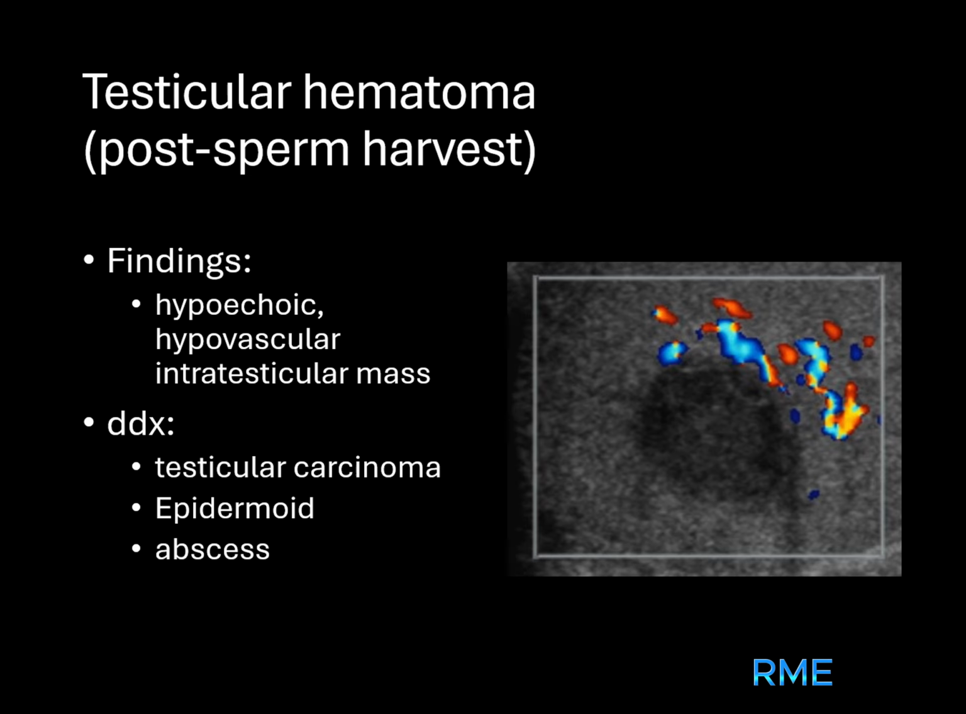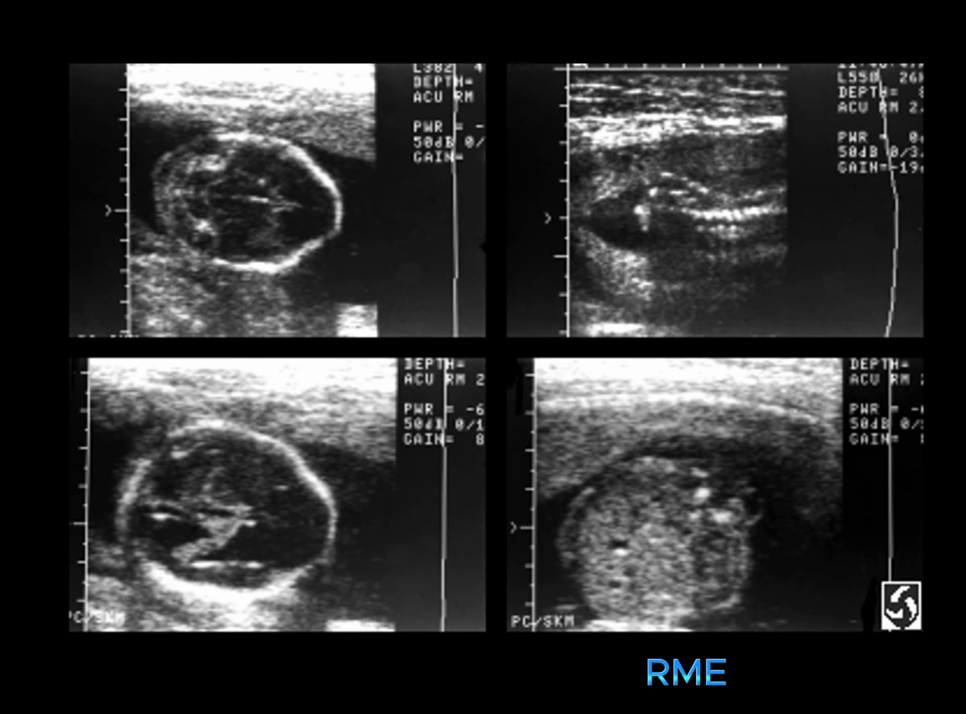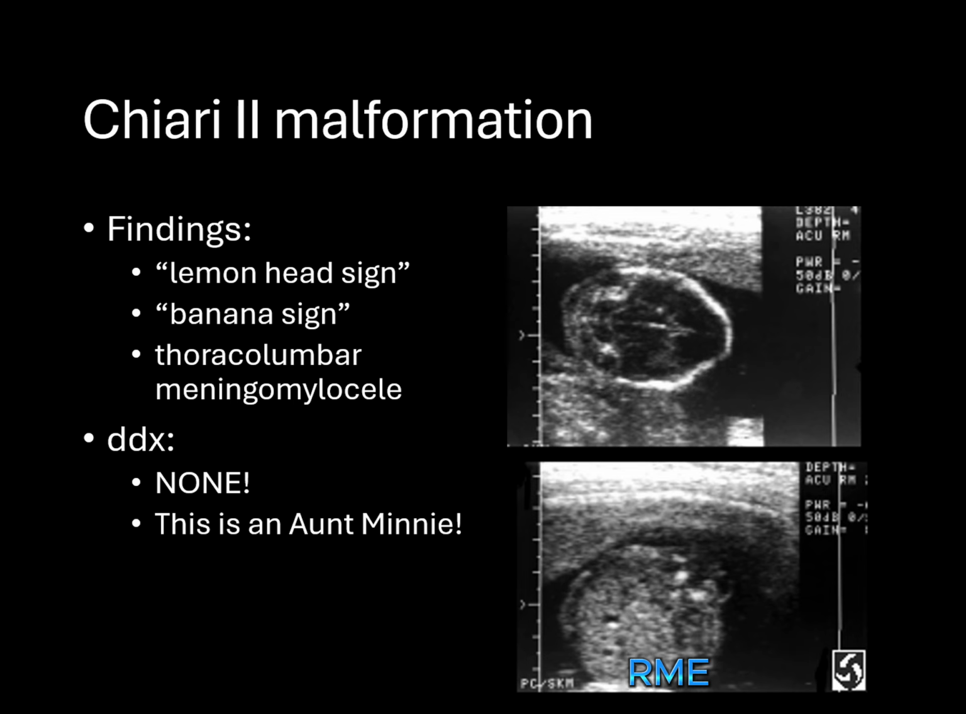What abnormalities do you notice in this image? Here I see the lemon head sign and the banana sign, along with a thoracolumbar meningomyelocele. These findings are characteristic of Chiari II malformation. The head shapes are indicative of brainstem and cerebellar anomalies, and the spinal defect confirms the diagnosis.